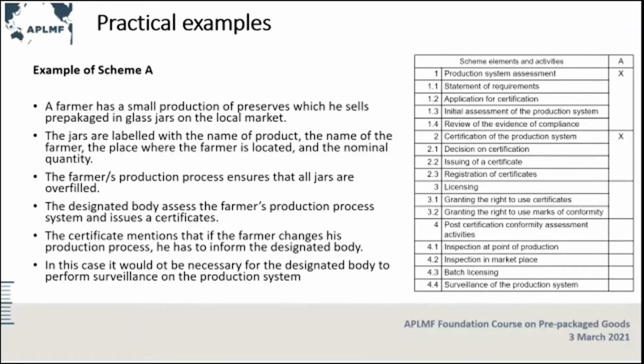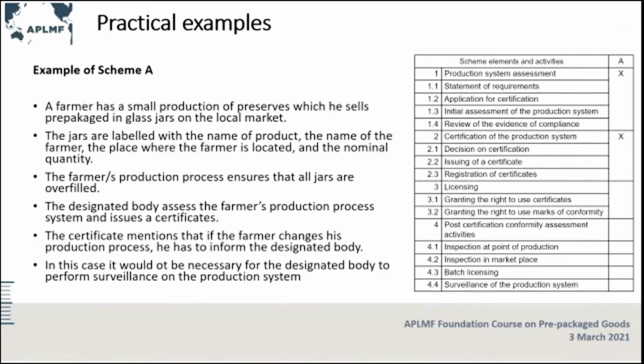For scheme A, for example, a farmer has a small production of preserves which he sells prepackaged in glass jars, a local product. So the farmer is the producer and also the packer, and the farmer puts a label on the product with the name of the product, his own name as the farmer, and the place where the farmer is located, and also puts the nominal quantity on the label. So this is exactly what packers or manufacturers have to do regarding prepackages. So we can say this is the production system assessment.